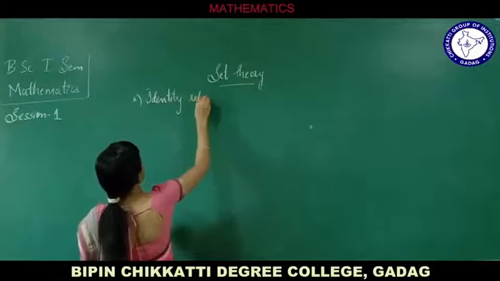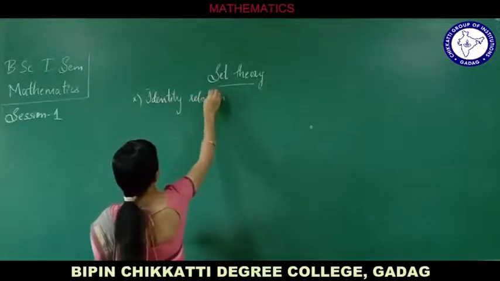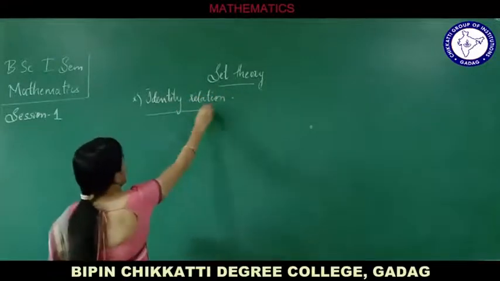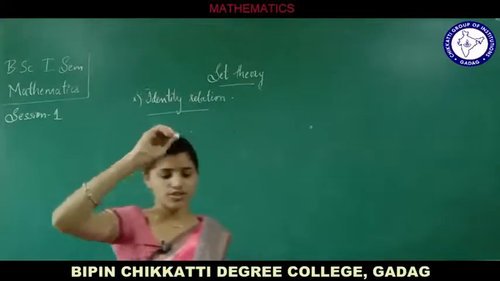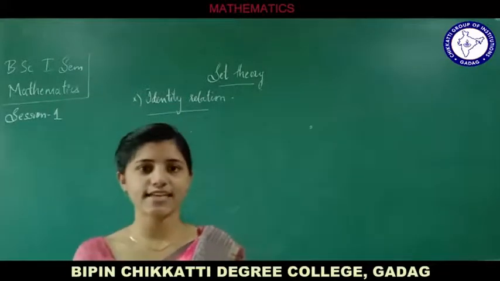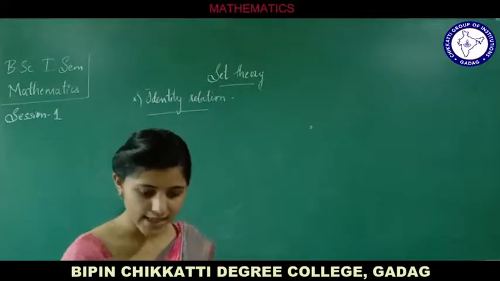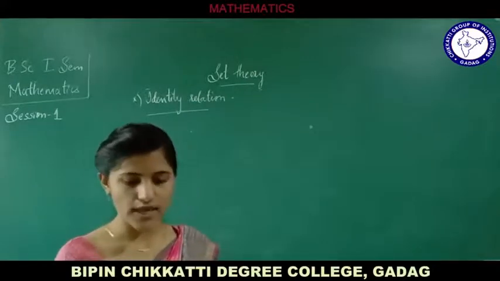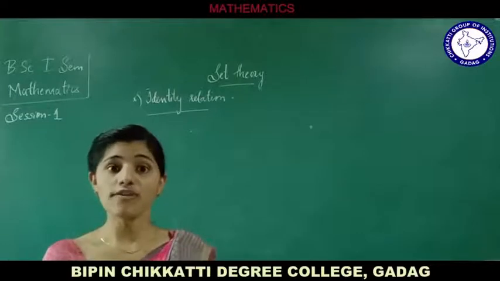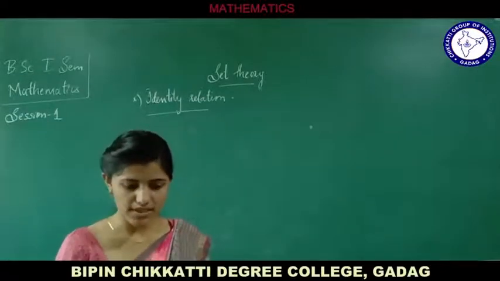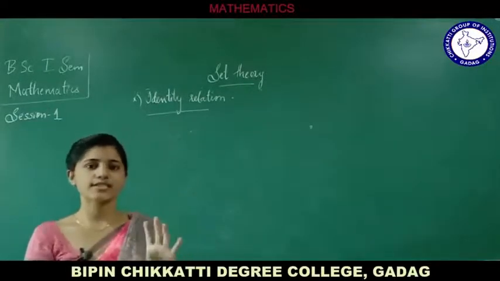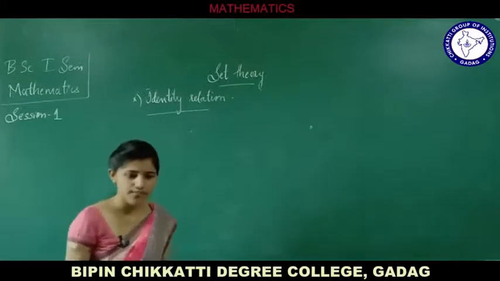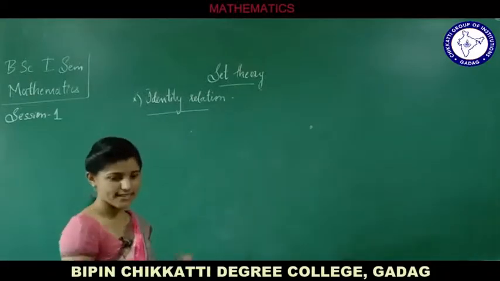Identity relation. How is it defined? How we are going to define an identity relation on a set A is the set of all ordered pairs (x, y) of A cross A, in such a way that x should be equal to y. That is an identity relation.